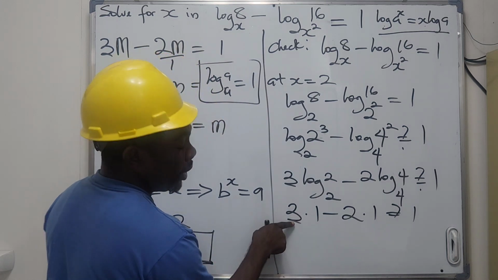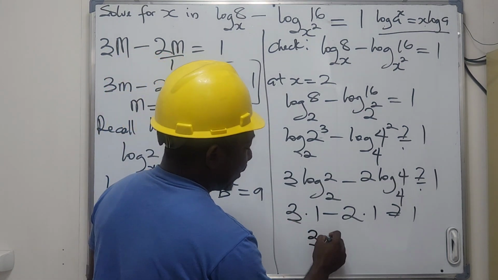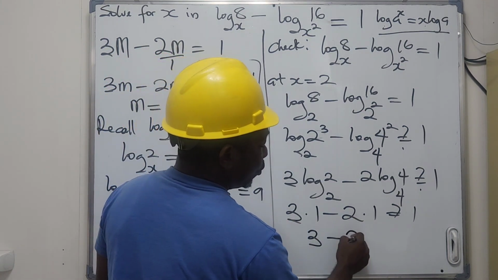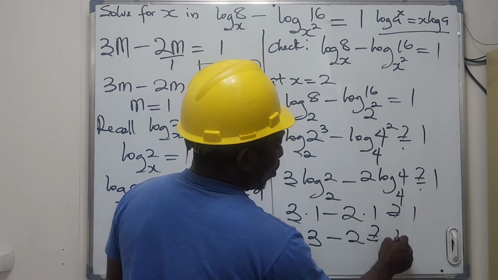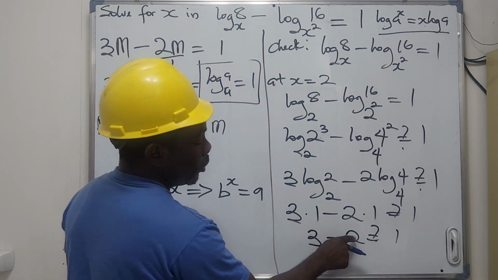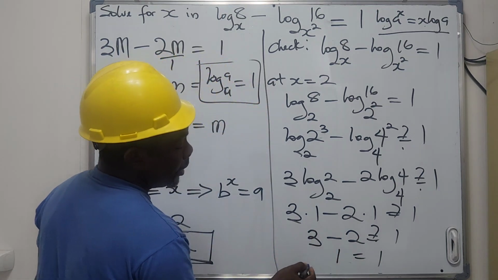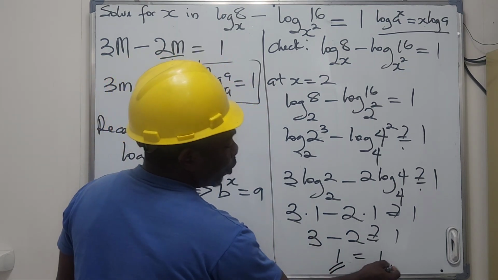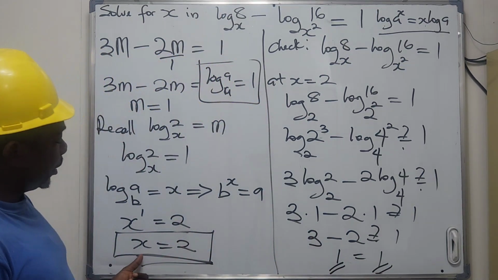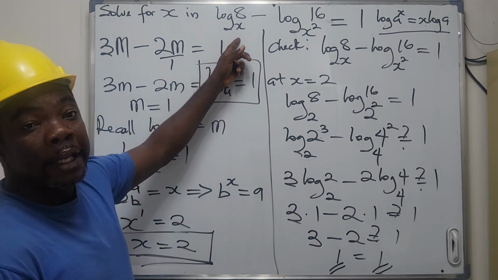So in this case, we can see that 3 times 1 is 3, minus 2 times 1 is 2. Will this equal 1? We all know that 3 minus 2 equals 1, and this other side equals 1. And you can see that what we have here equals what we have here. Therefore, x equals 2 satisfies this equation.